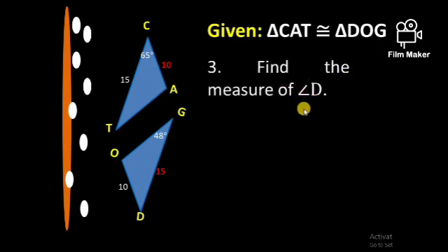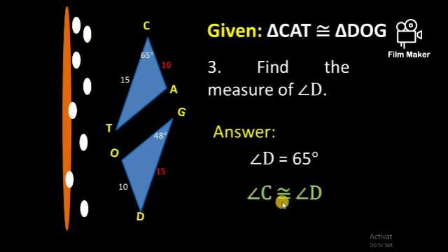Number 3, find the measure of angle D. What is the answer? You are correct. Angle D is equal to 65 degrees. Ano ba ang corresponding angle ni angle D? Yes, tama, si angle C. At angle C is congruent to angle D. Therefore, kung anong sukat ni angle C, yun din ang sukat ni angle D, which is equal to 65 degrees.